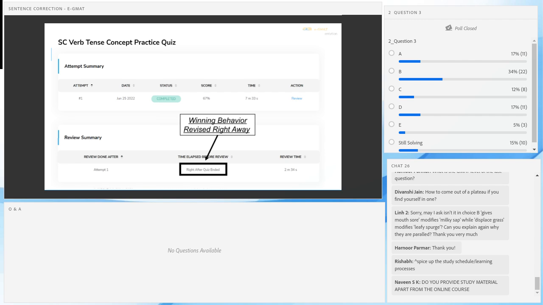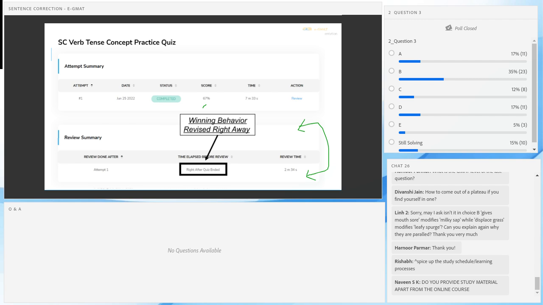Now, if you have reviewed, you see all of these technology implementations that we have done, wherein we not only give you your score, we also tell you, did you do the revision right away? There is a reason why we have spent hundreds of hours in building this technology so that we can give you that kind of feedback. Because that feedback is very important.